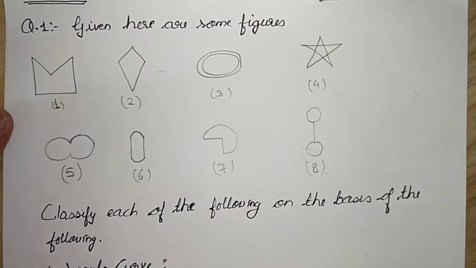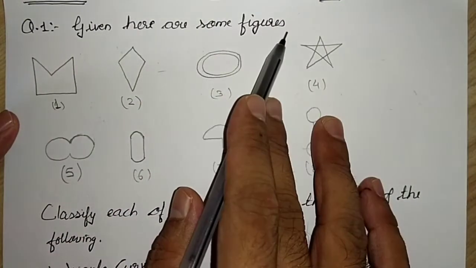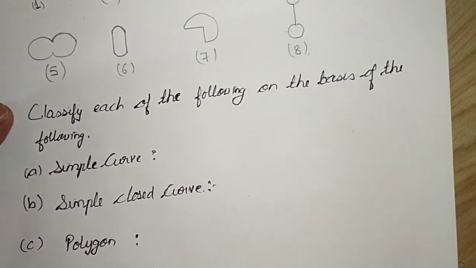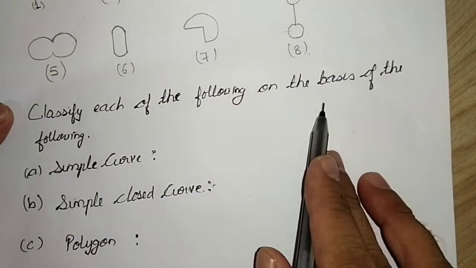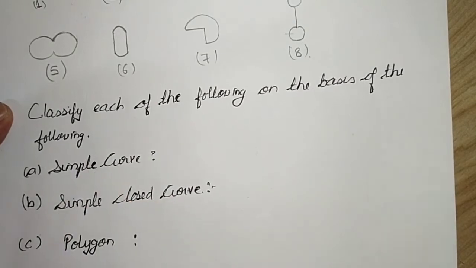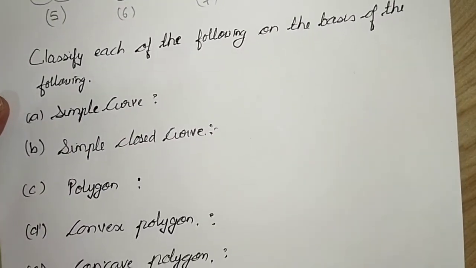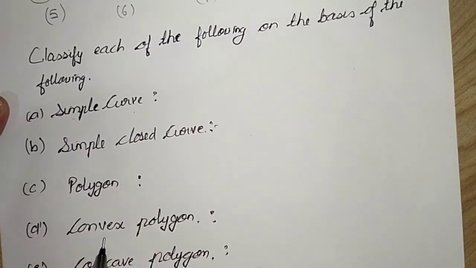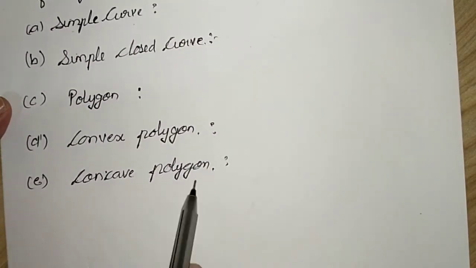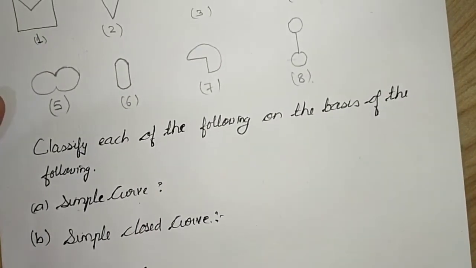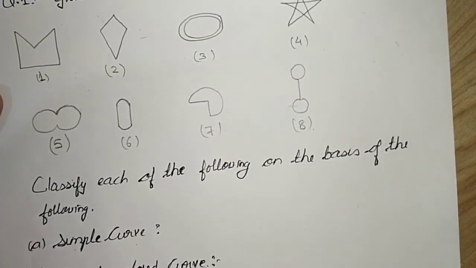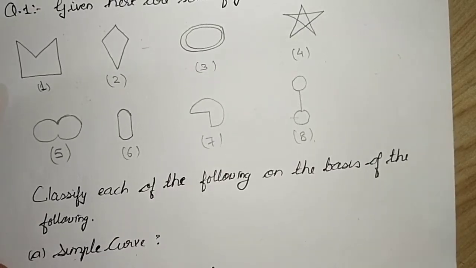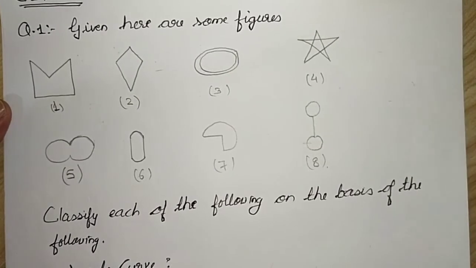Question number 1 says, given here are some figures. Some figures are given to you, and then they have given the question. Classify each of the following on the basis of the following: simple curve, simple closed curve, polygon, convex polygon, and concave polygon. From these figures, you have to find out which are simple curves, which are simple closed curves, which are polygons, which are convex polygons, and which are concave polygons.